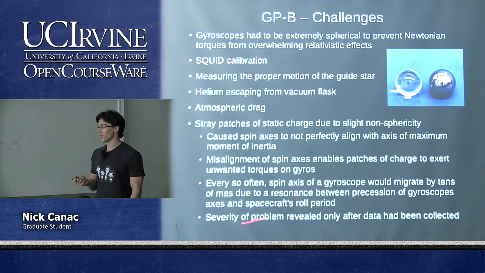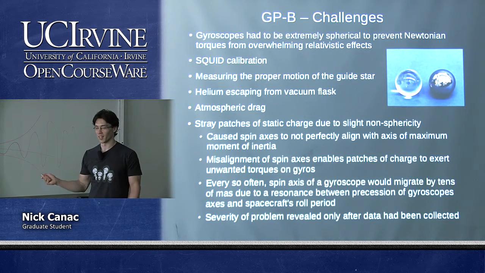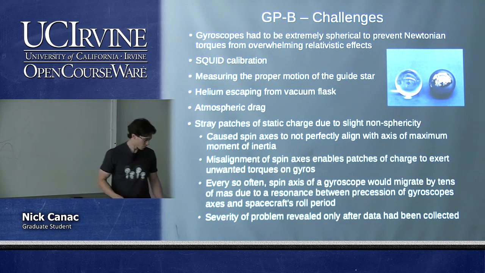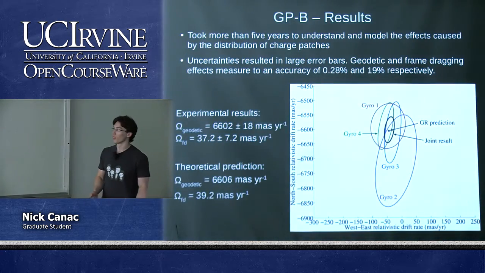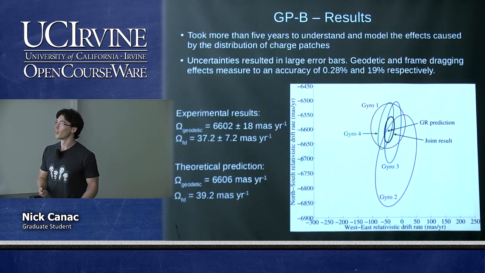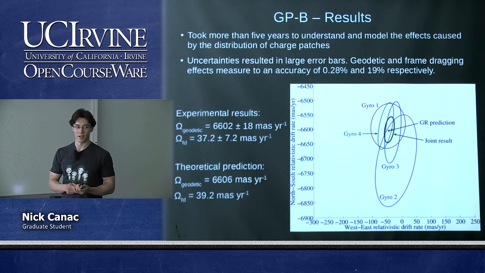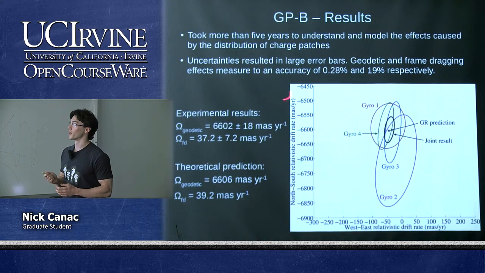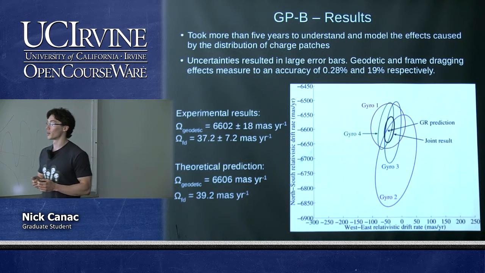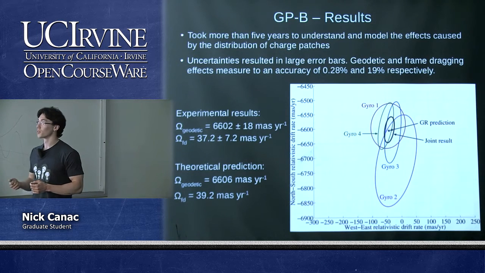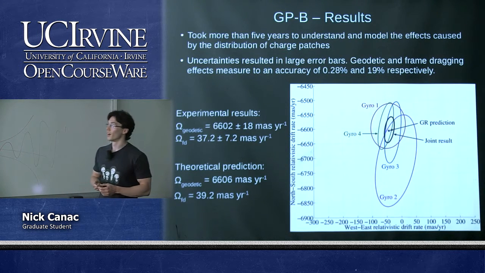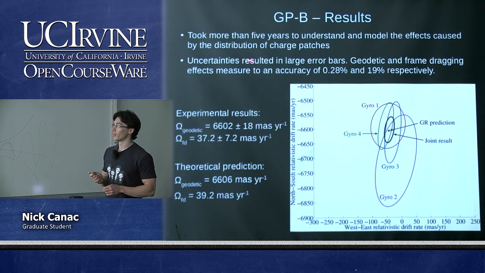And the real problem was that they only realized these things after they'd put the spacecraft up and taken all the data. So this thing was launched in 2004. And initially, they had expected to have their analysis complete within a year after that. But it actually took them more than 5 years in order to understand the effect of the charge patches. So once they had created a model and applied it, the uncertainties were much larger than they had anticipated.